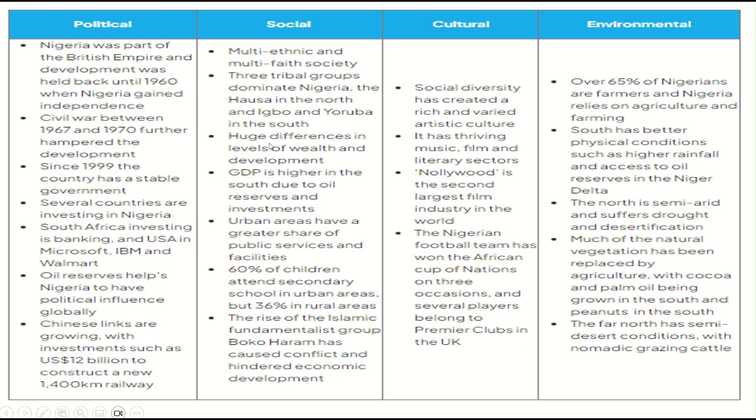So, not only is it a north-south divide like there is in the UK, 60% of children in urban areas attend school, but only 36% in rural areas. So if you are in a rural area, you are not going to be attending school anywhere near as much.